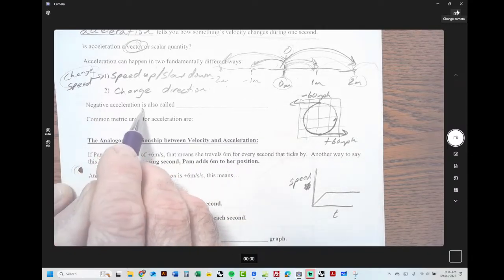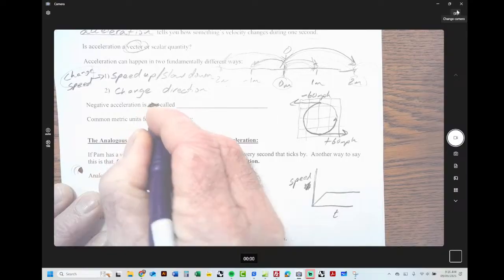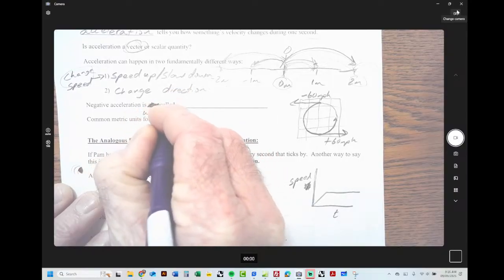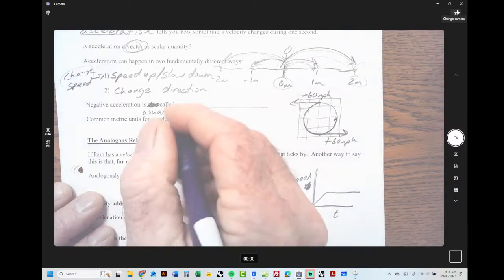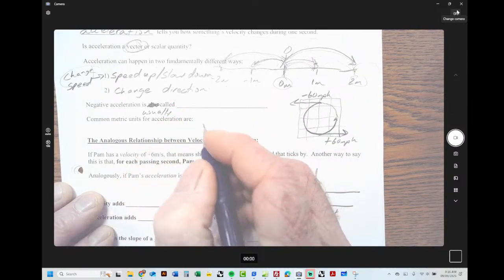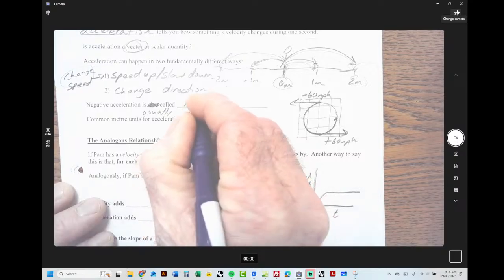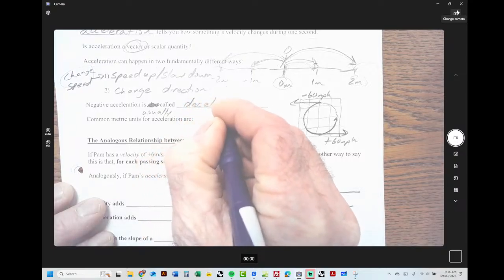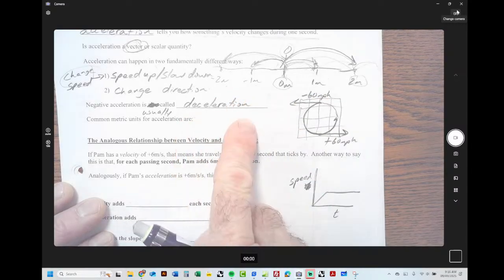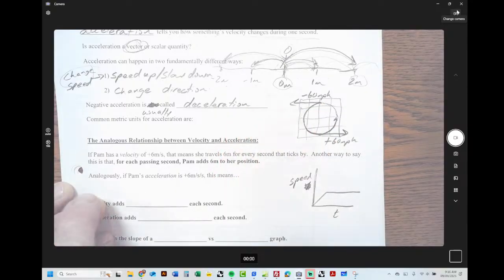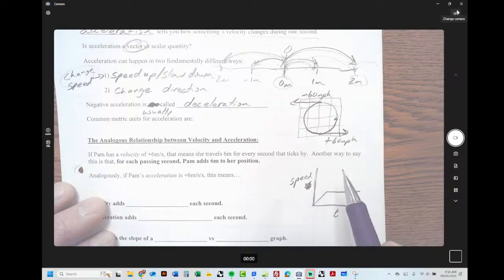Negative acceleration, what's the word we usually use for that? We usually call it reverse? Yeah, I guess you could. I'm just going to say deceleration. And in physics, it gets kind of confusing, but people say deceleration for slowing down and acceleration for speeding up. In physics, it's more complicated because you can accelerate to the left, you can accelerate to the right. I try to stay away from decelerate.